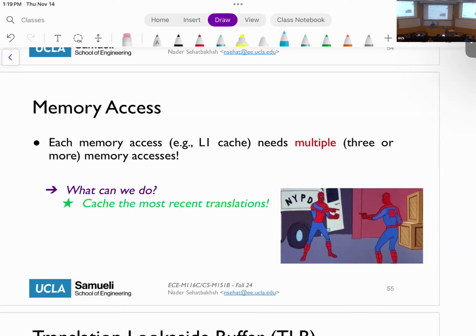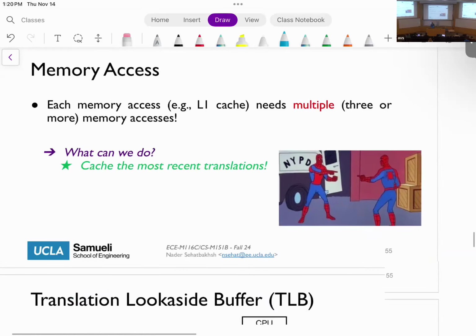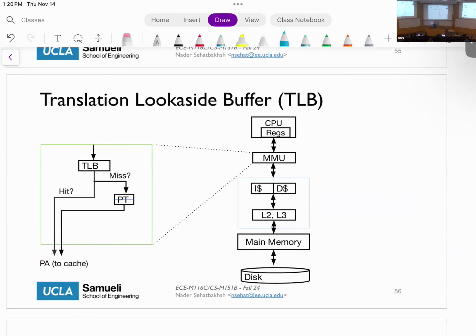You translate once, and hopefully you can use it for the rest of the 4 kilobytes of data that you have, right? And you can remember that, and if you have, let's say, searching or moving between two pages, you can go back and forth between the two. You can always remember both translations. So each translation is essentially an access to one level of cache. That's how fast this can be on paper, okay? This is what we call the translation look-aside buffer, or TLB.